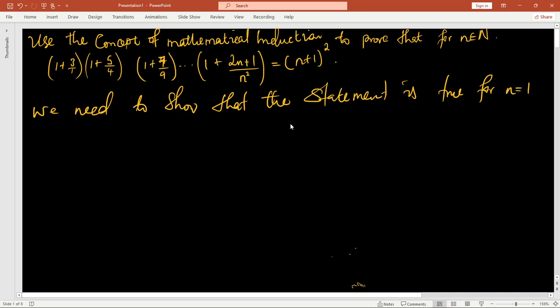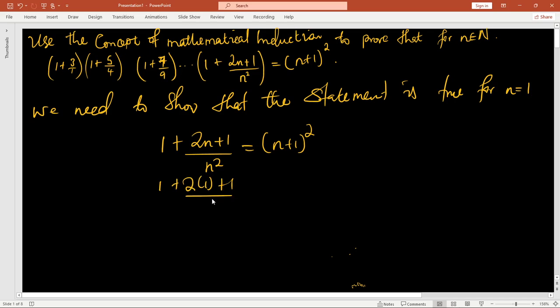So what we do here is we get this expression that we have on the left hand side that has n in it, we equate to what we have on the right hand side. So meaning that here we have 1 plus (2n plus 1) divided by n squared equal to (n plus 1) squared. Where there's n here, we're going to substitute the 1. So we have 1 plus (2 multiplied by 1 plus 1) divided by 1 squared equal to (1 plus 1) squared. Here, 1 squared is just 1, and if you divide anything by 1, you just get the same thing.